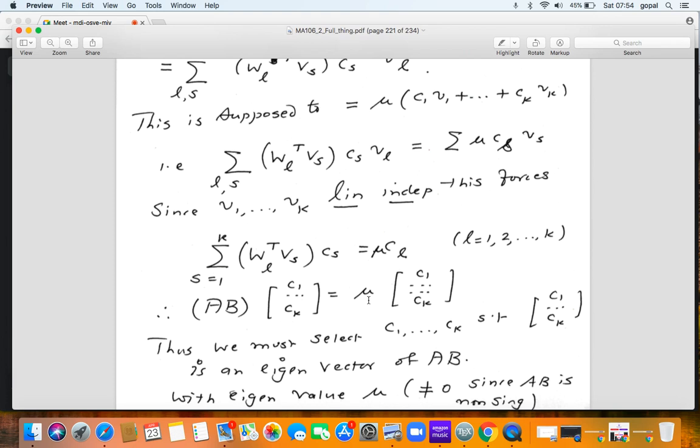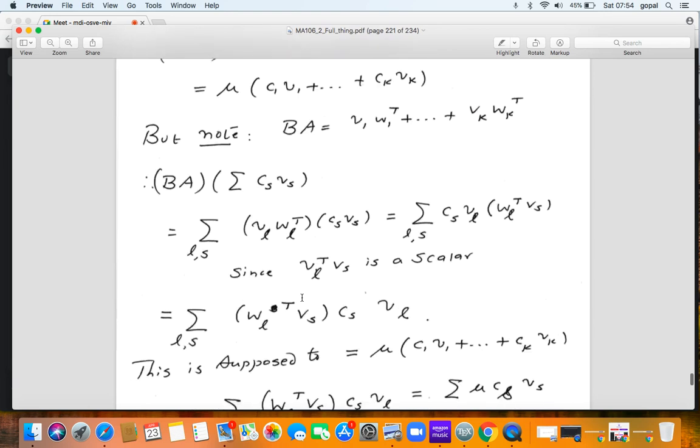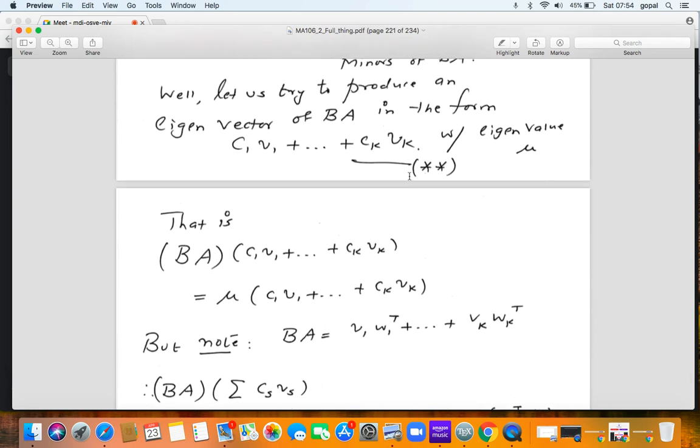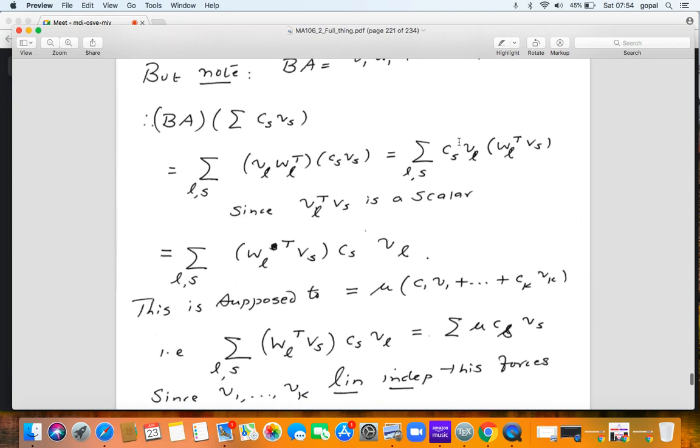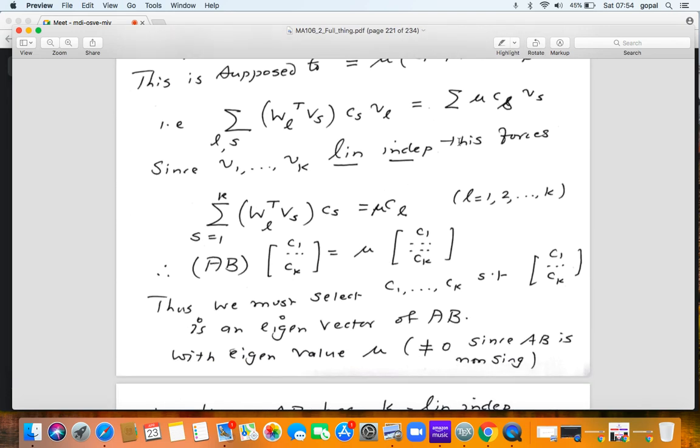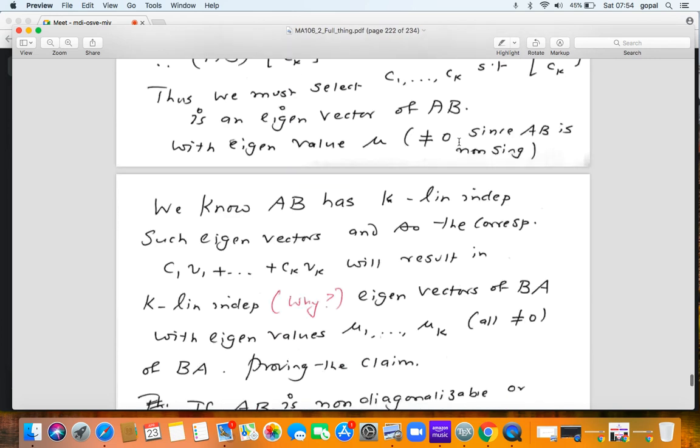How many such eigenvalues are there? Mu1, mu2, ..., mu-k. But AB is diagonalizable. So if mu1, mu2, ..., mu-k is a list of eigenvalues of AB, the corresponding eigenvectors are linearly independent. So we can have k linearly independent sets of coefficients, and each of them is going to give you an eigenvector. And so I'm going to get k linearly independent eigenvectors of BA in this manner. So I have accounted for all the eigenvalues, and so the job is done. And that is exactly what we wanted to prove.